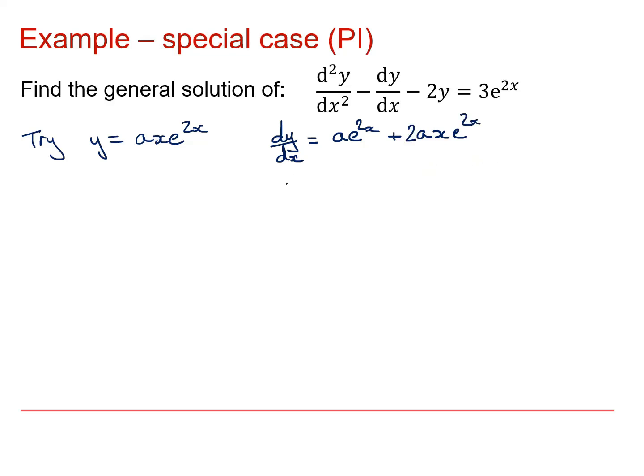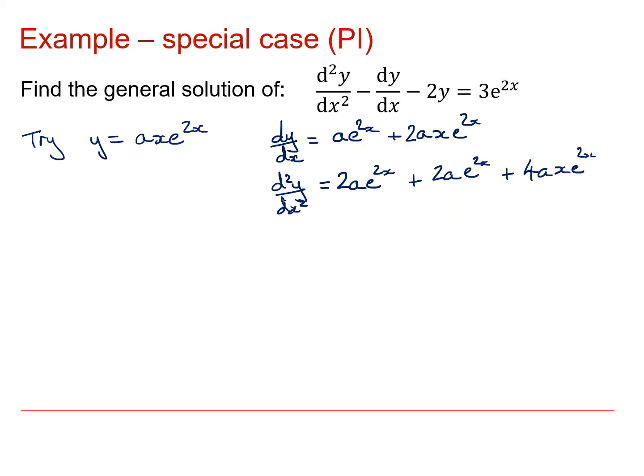And then if we differentiate a second time, d²y/dx² is equal to, this is just an ordinary derivative, so it's just 2a e^(2x). And this is another product, so we're going to get 2a e^(2x), and then plus, this time it's going to be 4ax e^(2x).